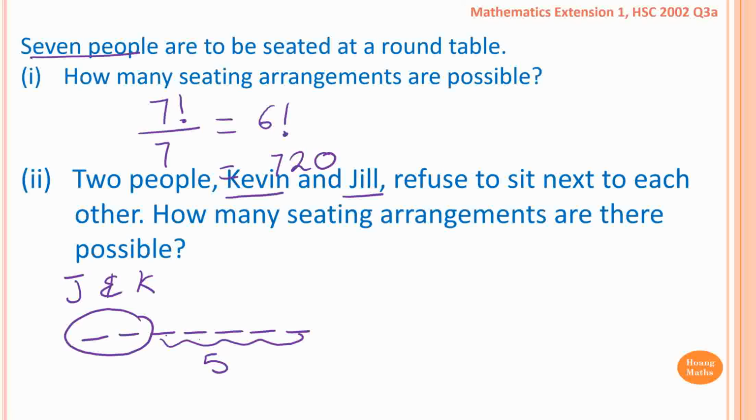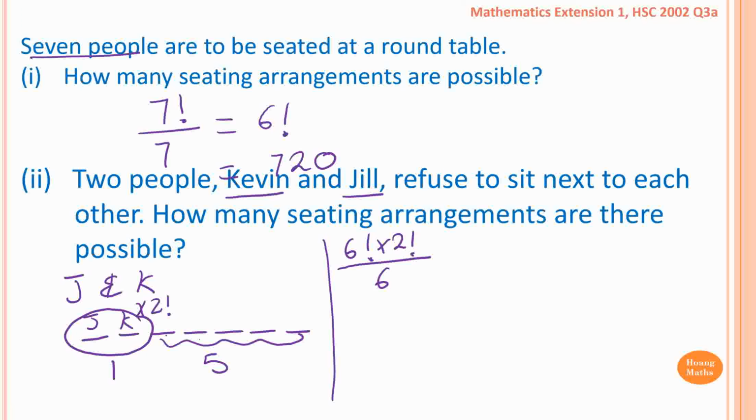Then we tie them together, let's say Jill here and Kevin here. This counts as 1 because we tied them together. So 1 plus 5 is 6, so we have 6 factorial. Because Jill and Kevin can switch around, times 2 factorial. And because it's arranged in a circle, we must divide by 6.